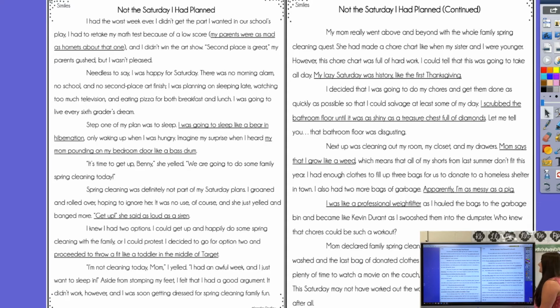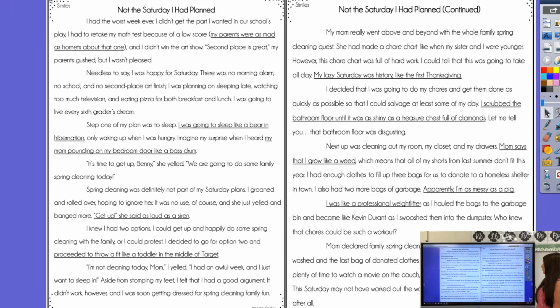I decided that I was going to do my chores and get them done as quickly as possible so that I could salvage at least some of my day. I scrubbed the bathroom floor until it was shiny as a treasure chest full of diamonds. Let me tell you, that bathroom floor was disgusting. Next up was cleaning out my room, my closet, and my drawers. Mom says that I grow like a weed, which means that all of my shorts from last summer don't fit this year. I had enough clothes to fill up 3 bags for us to donate to a homeless shelter in town. I also had 2 more bags of garbage. Apparently, I'm as messy as a pig.